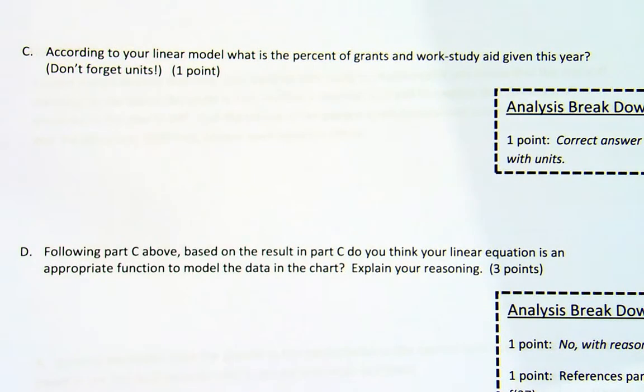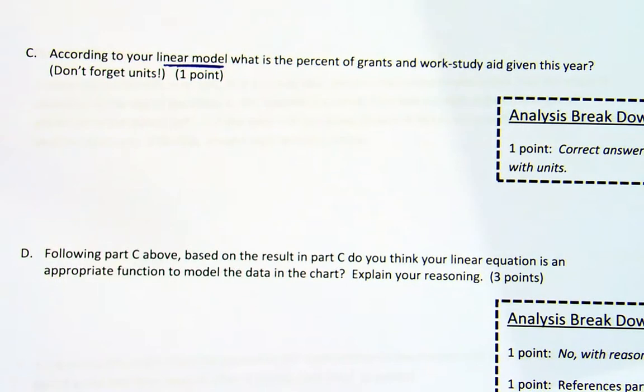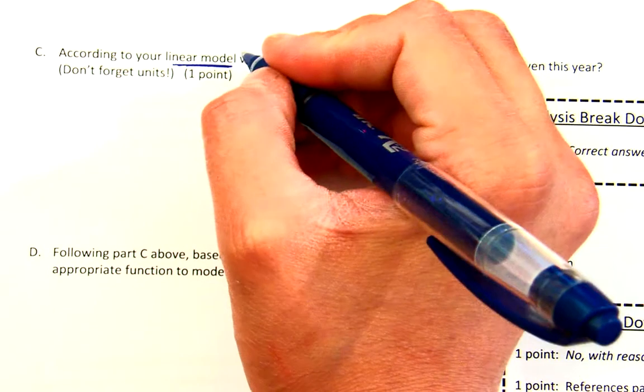For part C, according to your linear model, what are they talking about? Like a fashion model? Yeah, fashion model. Good man. Which model? Which one? Which equation? Yeah. So, when you see this one, write it down.